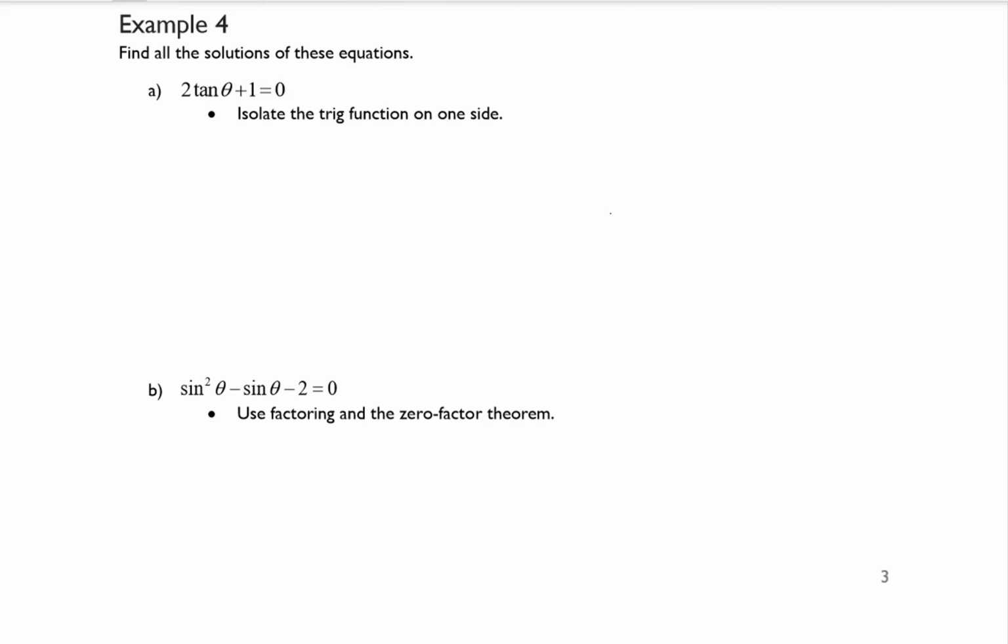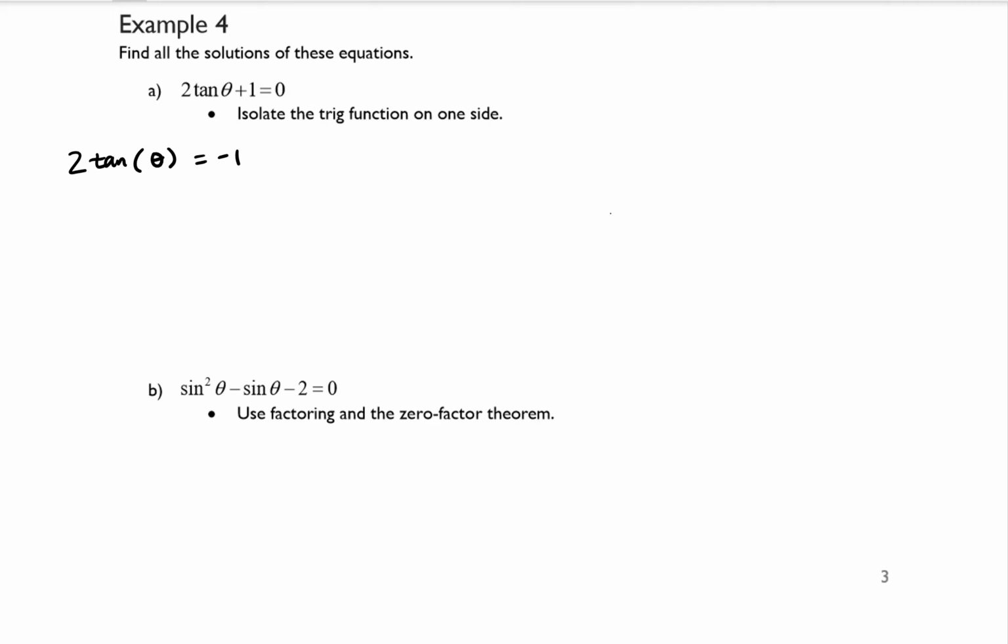Example 4 says find all the solutions of these equations. Part A wants us to solve the equation 2 times tangent of theta plus 1 equals 0. And we have a tip here that says isolate the trig function on one side. So in order to do that, I'm going to subtract 1 from both sides of the equation.